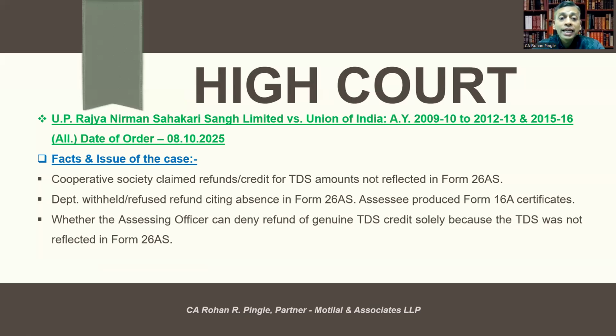Cooperative society claimed refunds or credit for TDS amounts not reflected in Form 26A. Very, very interesting. So department withheld or refused refund citing absence in Form 26A. Assessee produced Form 16A certificates. Issue was whether the assessing officer can deny refund of genuine TDS credit solely because the TDS was not reflected in Form 26A. Very much interesting.